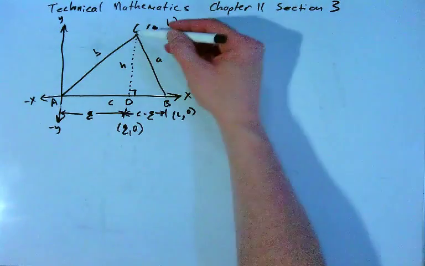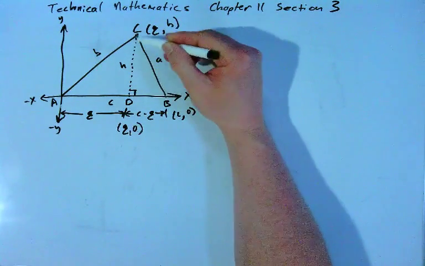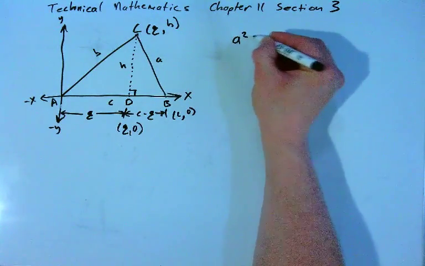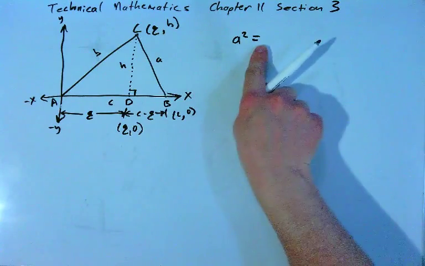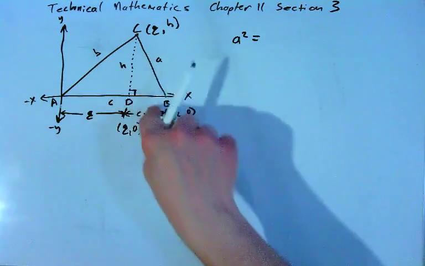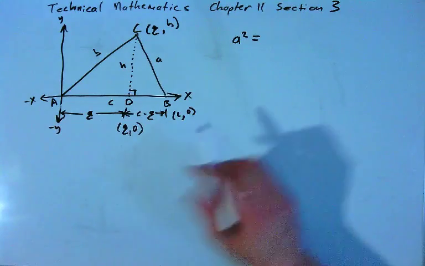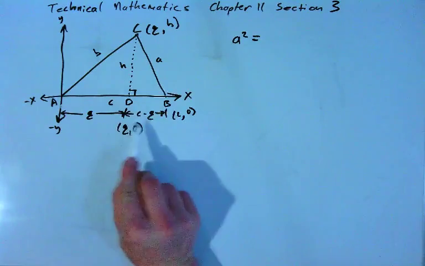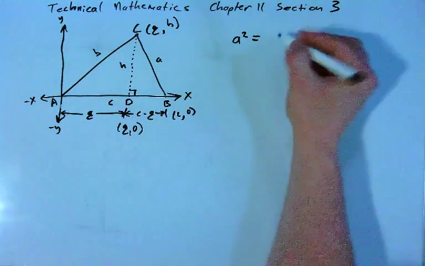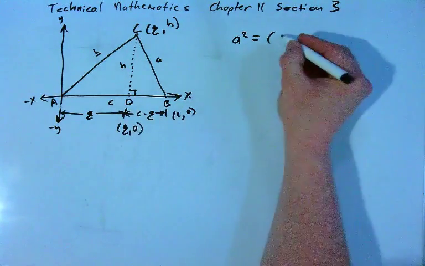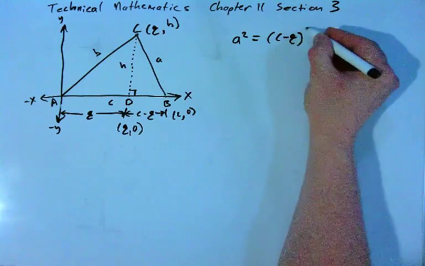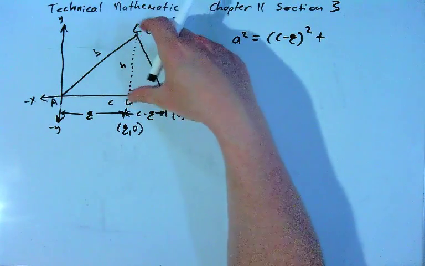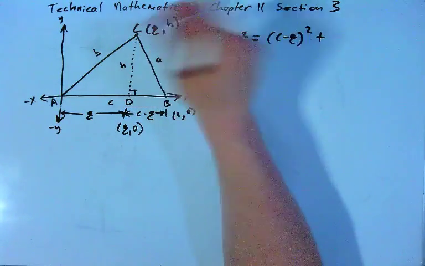Okay, so let's use this information to apply the Pythagorean theorem to the right triangle here on the right. So the hypotenuse is a. The Pythagorean theorem says that the hypotenuse squared should be equal to the sum of the squares of the other two sides. This side of the triangle has length c minus g. The Pythagorean theorem says to square that length and then add to it the length of this side, which is h.